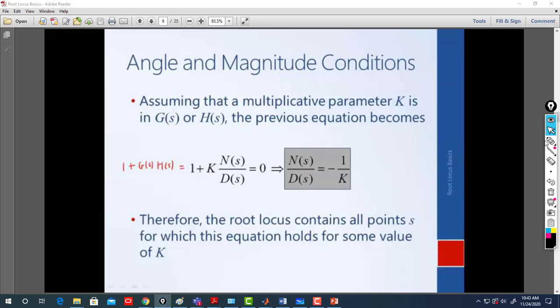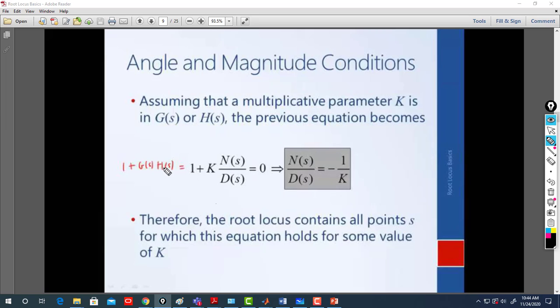Then, assuming that a multiplicative parameter k is in G or H, the previous equation becomes 1 plus k n over d. Well, it's most probably G over H. I'm writing it in a different way. I'm writing G over H this way, k n over d. I have the right to write it this way.